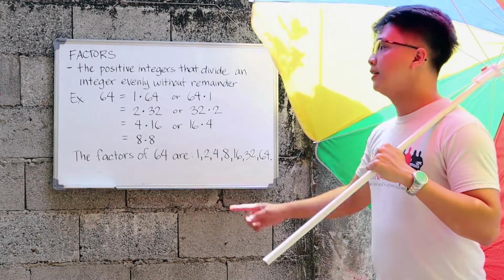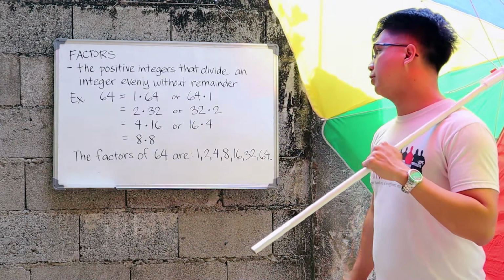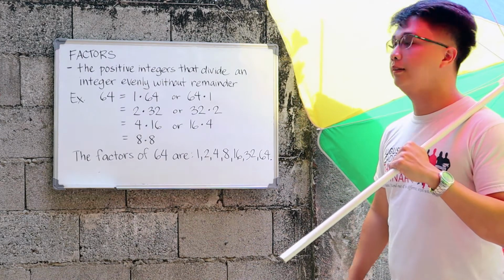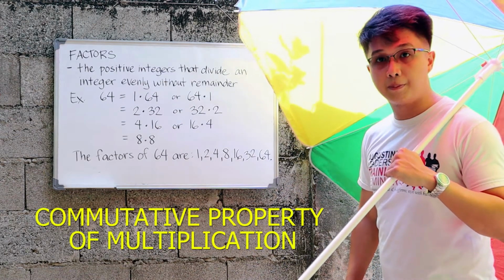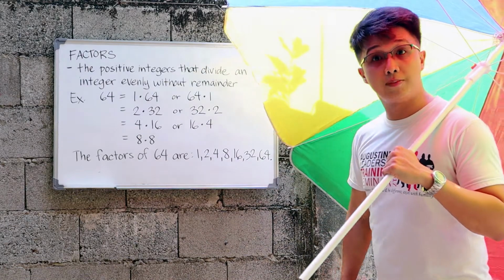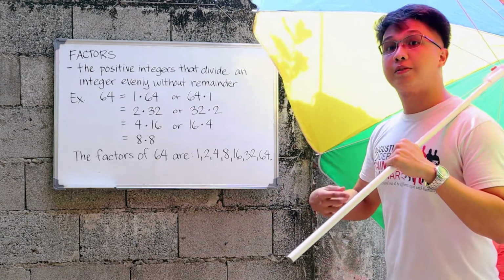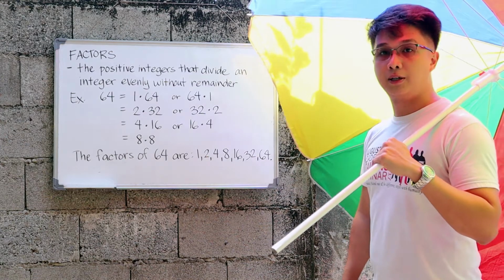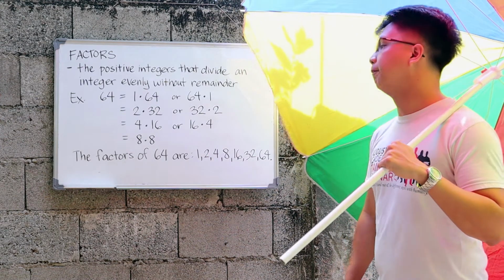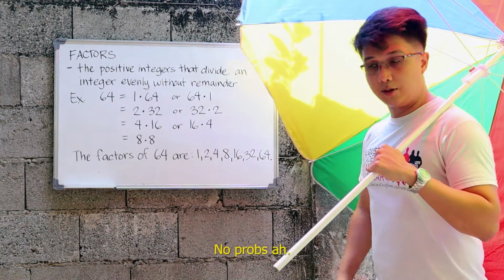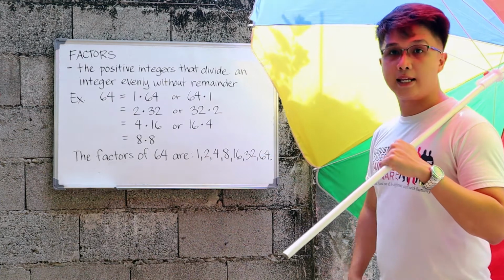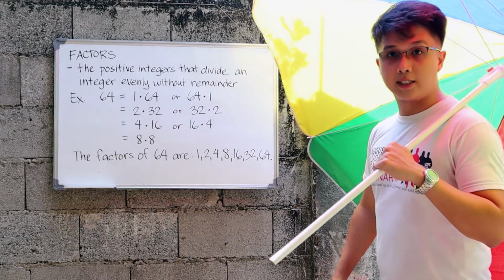For example, 64. 64 is equal to 1 times 64 or 64 times 1. That is the commutative property of multiplication. 64 is also equal to 2 times 32. 4 times 16 will also give you 64. 8 times 8 will also give you 64. So, the factors of 64 are 1, 2, 4, 8, 16, 32, and 64.